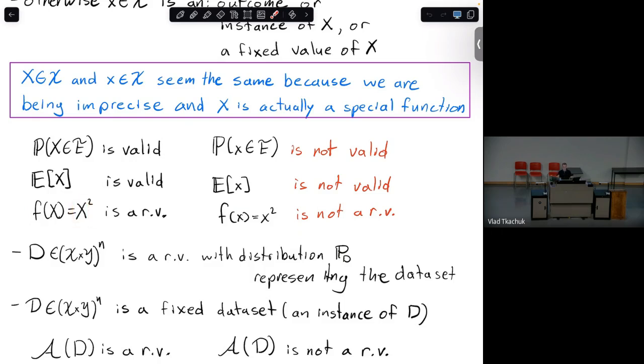When we don't talk about random variables, these are just normal functions. There's nothing to do with randomness. It's just x squared. And so this is going to be an important distinction. It's going to come up in this class probably, and I just wanted to mention it beforehand.